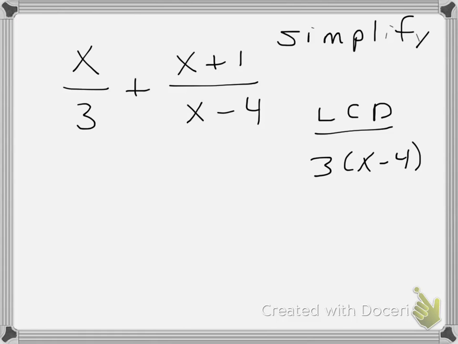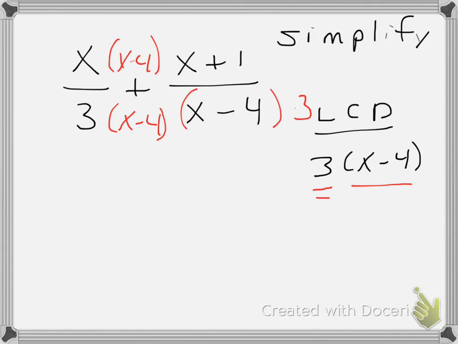My first one, the 3, is missing the x minus 4, so I'll multiply that to the numerator and denominator. My second denominator is missing the 3, so I'll multiply numerator and denominator by 3. Now we know what our denominator is going to be when we add or subtract rational expressions: the least common denominator. So I'm going to focus on just the numerators for now.